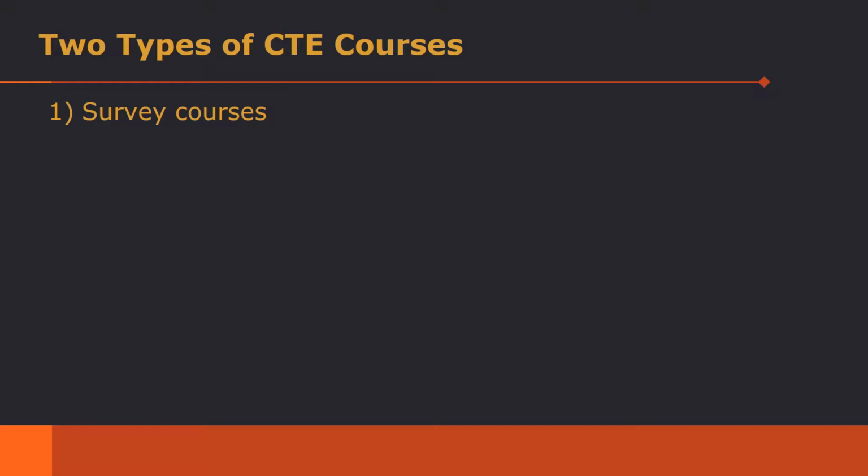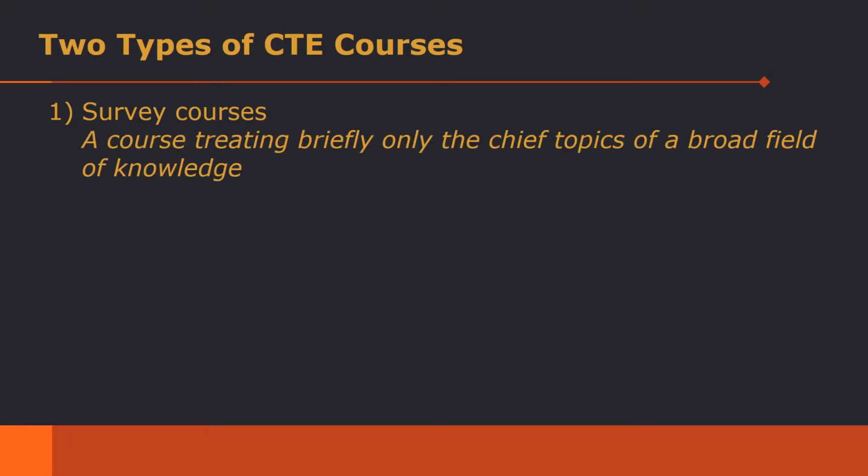There are two types of career and technical education courses. Survey courses, which are really just general courses that treat the chief topics of a broad field of knowledge. The idea of survey courses is not really to produce an outcome, but to give students an opportunity to explore.